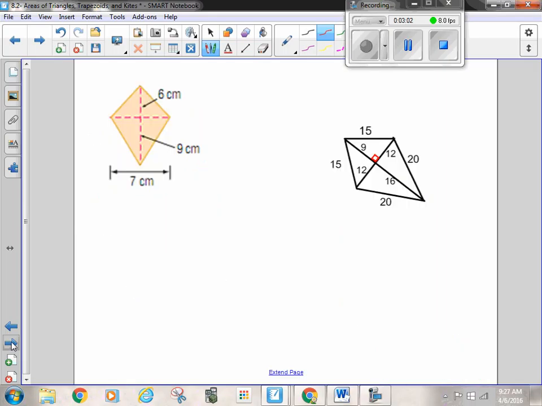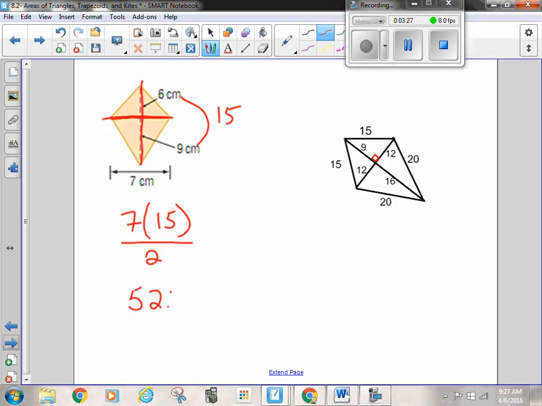Here we have some kites. So we're going to do diagonal 1 times diagonal 2. Again, just like the bases, it doesn't matter which one we call which. So 7 is this complete diagonal across here. To find my other diagonal, we need to add 9 plus 6, so we get 15 for that diagonal. And then we're going to divide that by 2. So 7 times 15, and divide that by 2. We end up with 52.5 centimeters squared.